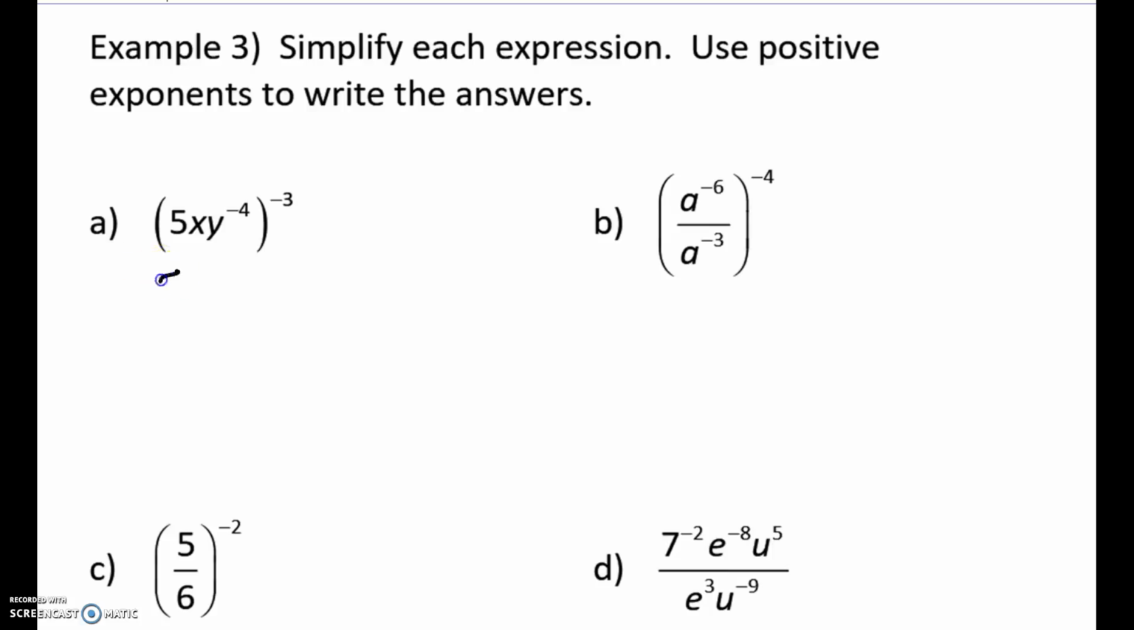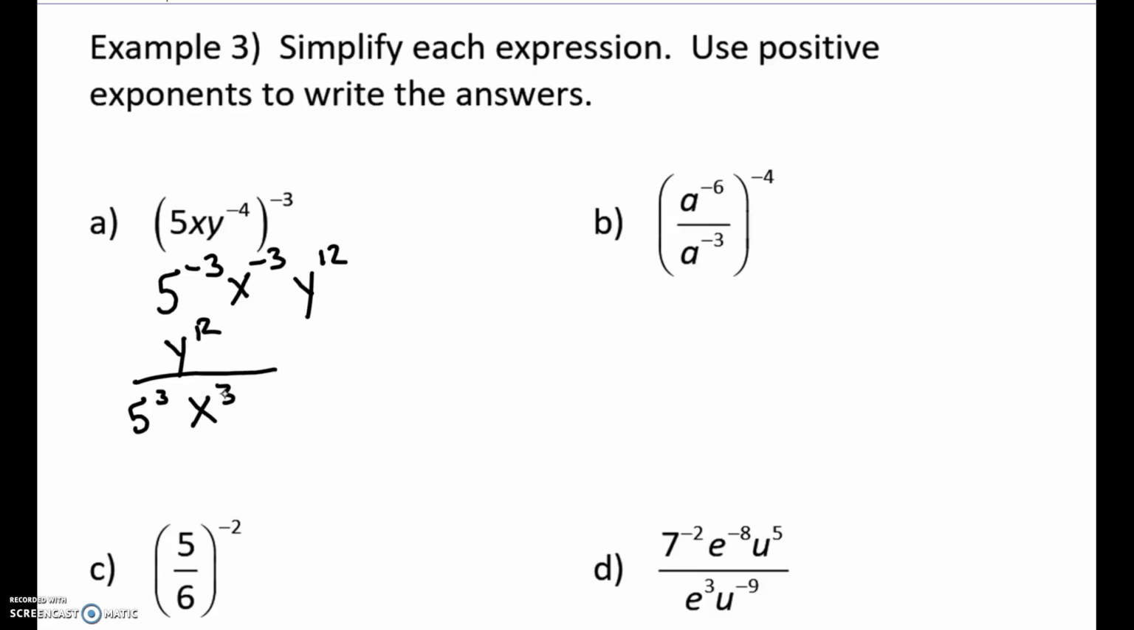This guy would become 5 to the negative 3, x to the negative 3, y to the positive 12. Well, y to the positive 12 can stay in my numerator, but the other two have to go into my denominator because they have negative exponents. I get 5 to the 3rd x cubed. So that's one way to do a problem like that.